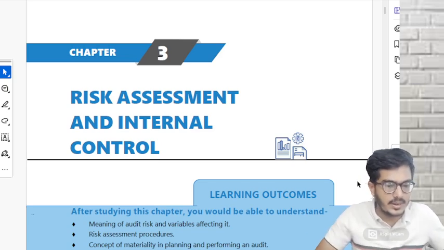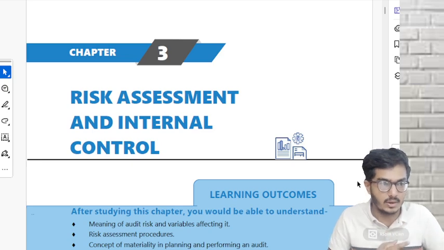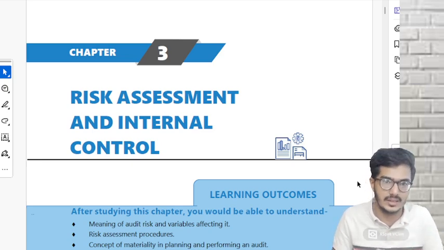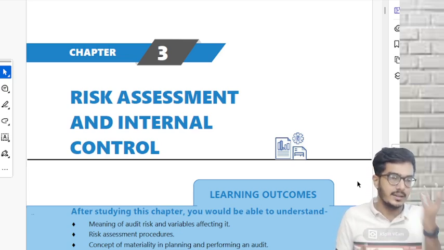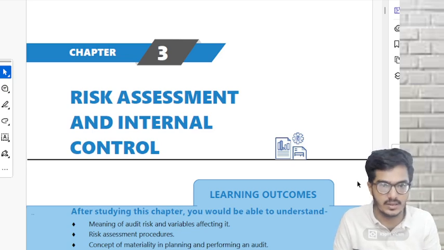What is chapter 3? Risk assessment and internal control. One of the, I would say, hearts of our audit syllabus. After doing 1 to 11, which is all about the base, because chapter 1 talks about basics, 11 talks about ethics, 2 talks about just planning and strategy. Now we are going to talk about what an entity is and how we proceed. This chapter comes around 12 to 15 marks in every attempt.